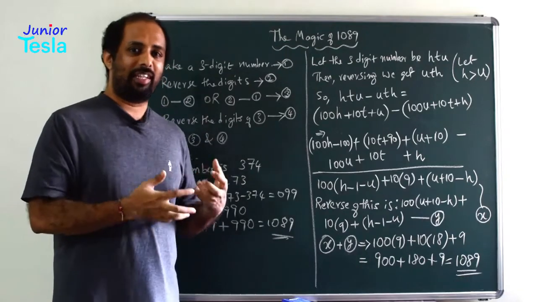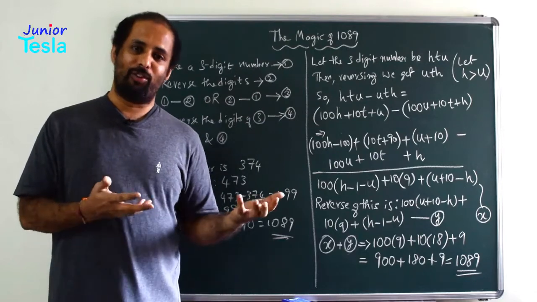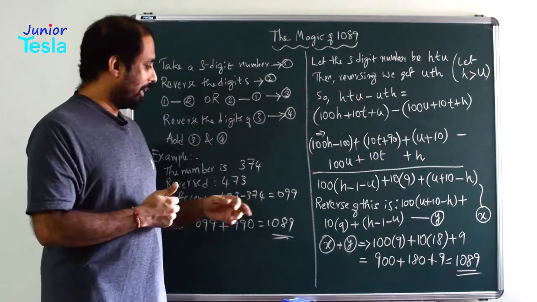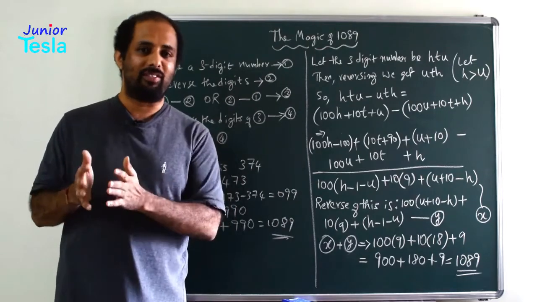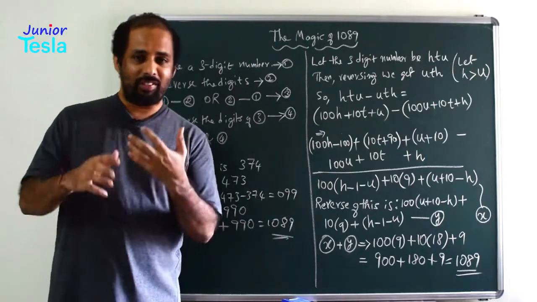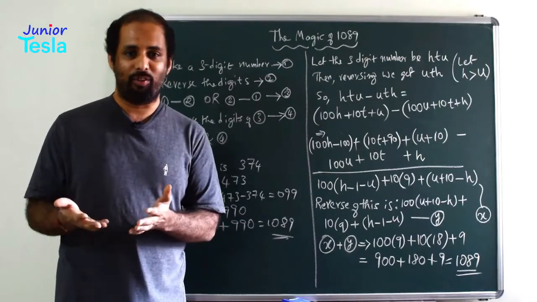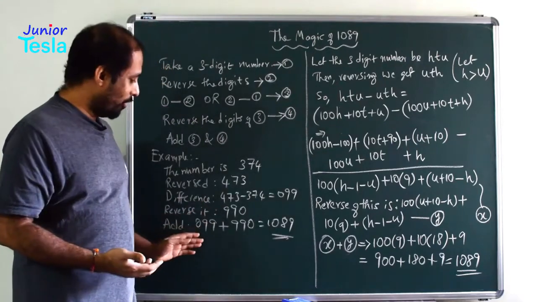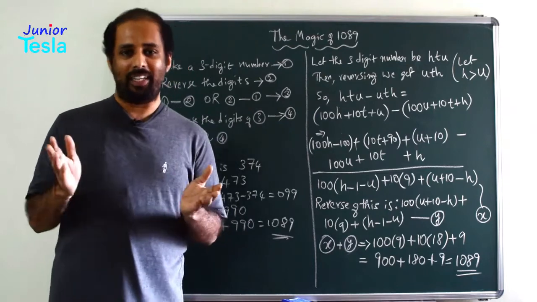Now 473 is the larger number, so definitely 473 minus 374 is equal to 99, right? But 99 is a 2-digit number, so I have to make it a 3-digit number, adding a 0 in the beginning. So it has become 099. Now reverse the digits. When you have reversed it, it becomes 990, right? So 990 plus 099 is equal to 1089.